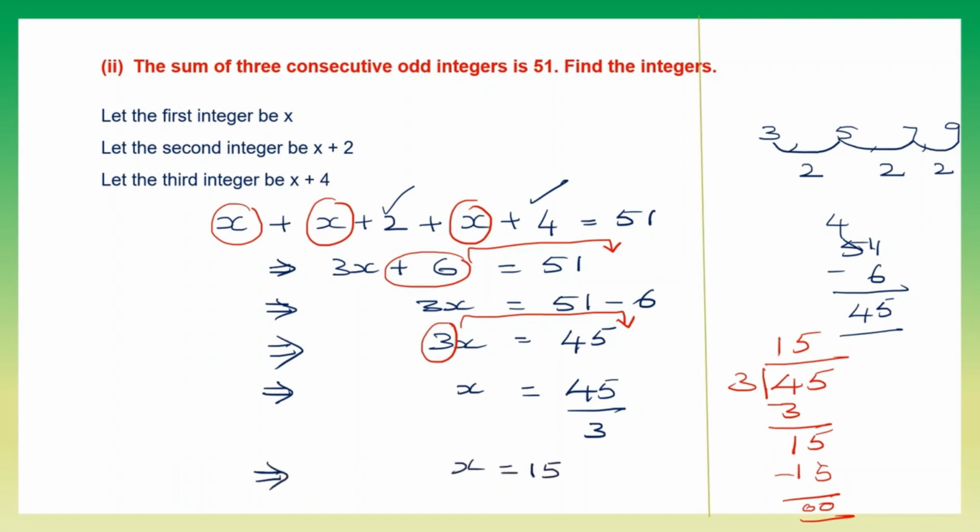Now let's go back to the first statement which says let the first integer be x. So this is the odd integer we are talking about. The first odd integer is x and we found out x to be 15. So the answer to the first one is 15. Second integer is x plus 2, that is 15 plus 2 which is 17. Next one is x plus 4, that is 15 plus 4 which is 19.